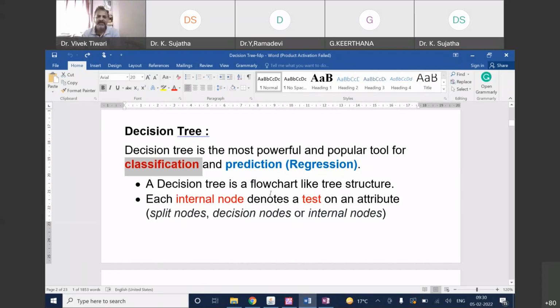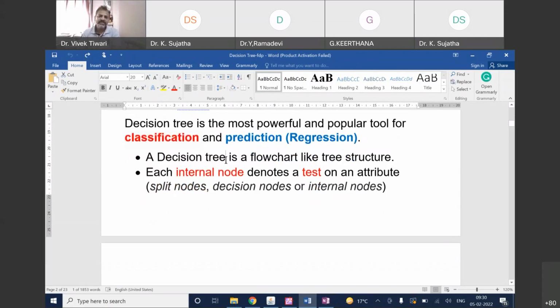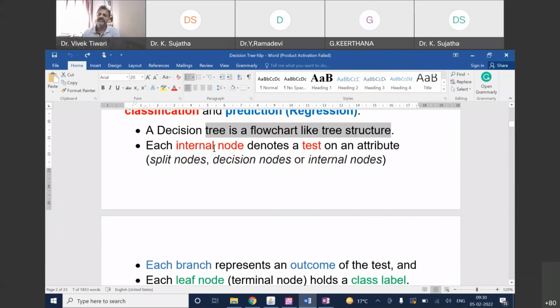A decision tree is a flow-like chart. We have seen its structure, its hierarchy is similar to a tree. That's why it is given the name decision tree. Now you need to understand the terminology. That's very, very, very important. Each internal node denotes a test.